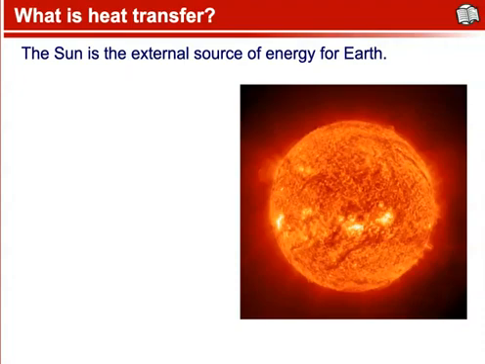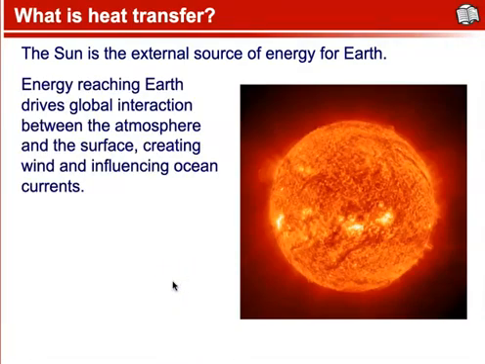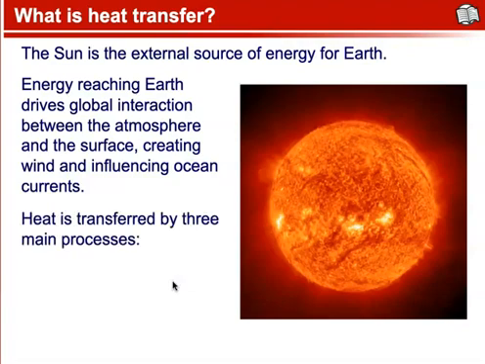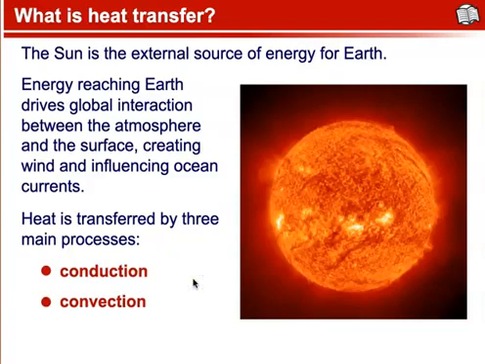What is heat transfer? The sun is the ultimate external source of energy for our planet. Energy reaching Earth drives global interaction between the atmosphere and the surface, creating wind and influencing ocean currents. Heat is transferred by three main processes. The first is conduction, the second is convection, and finally radiation. Heat energy only flows when there is a temperature difference between a warmer area and a colder area.